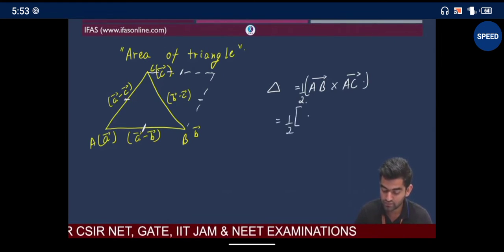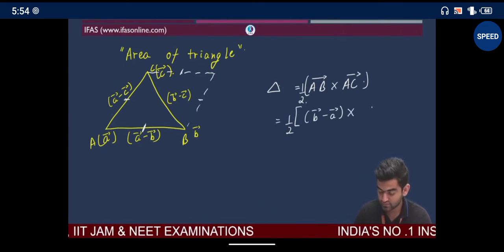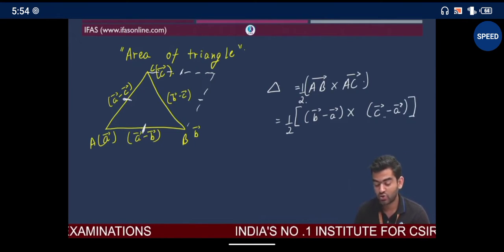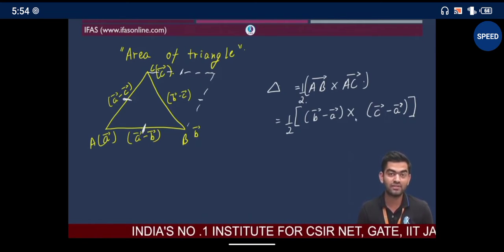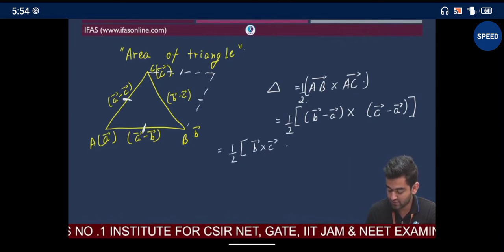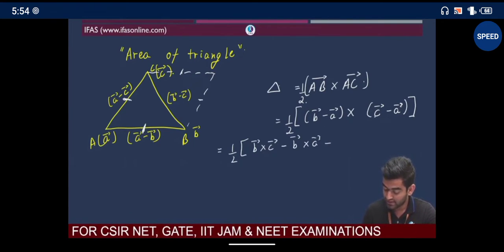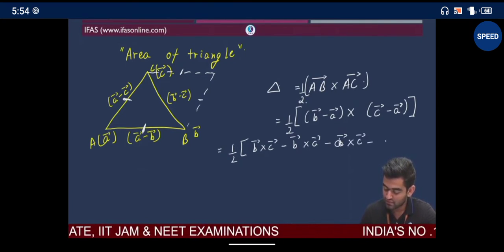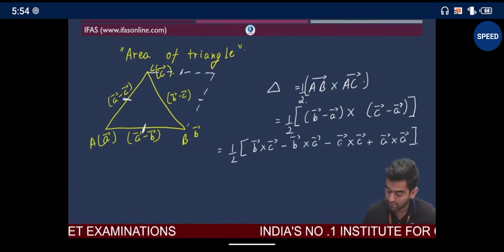Now half of (B vector minus A vector) cross product with (C vector minus A vector). So multiplying simply this side with this side, taking the cross product of these, which is nothing else but the sine of the angle between this side and this side, which is the same as the area of the triangle. Now multiplying this inside, I will get B vector cross with C vector minus B vector cross with A vector, minus A vector cross with C vector plus A vector cross with A vector. So it can be represented in this way.